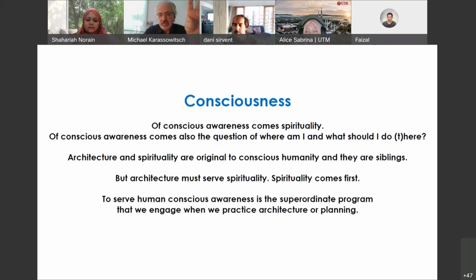With consciousness comes the idea of spirituality, which is nothing more than the question of where am I, what should I do, who am I, what do I do with this life? That is the fundamental question that spirituality is supposed to represent, although it represents many other things. Architecture and spirituality are original to consciousness in humanity. They are siblings, because when I became conscious, I also asked, where am I?